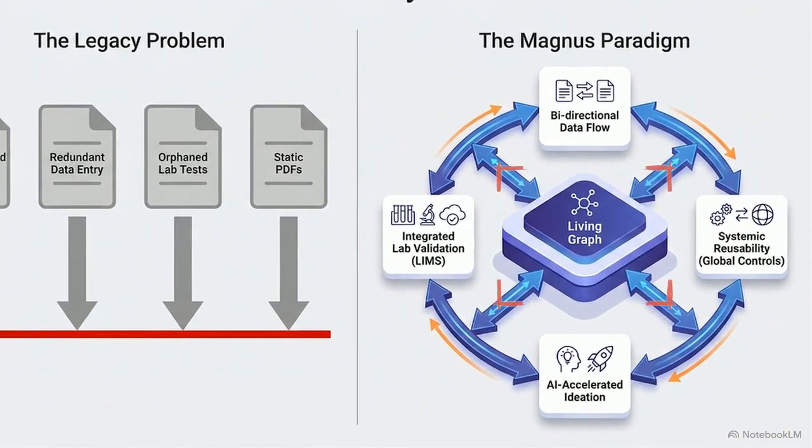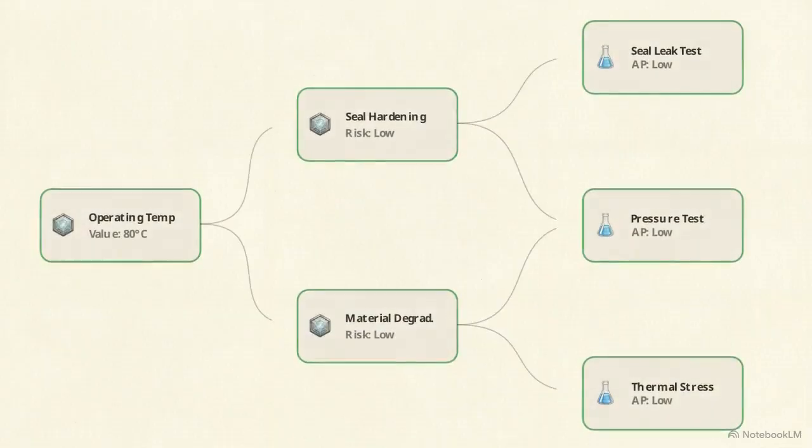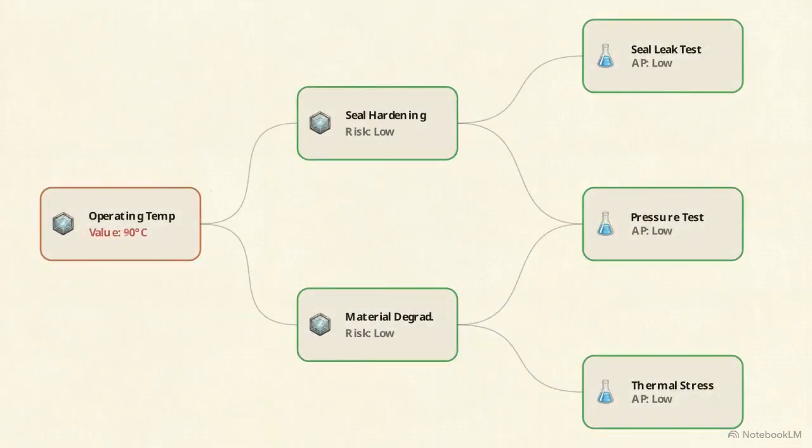On the right, the Magnus model maps variables onto a continuously updating relational graph, where every component, function, and validation test is an interconnected node. With this relational architecture, if you adjust a single root parameter, like increasing a target operating temperature, that input instantly recalculates and updates all connected failure modes and testing protocols downstream.